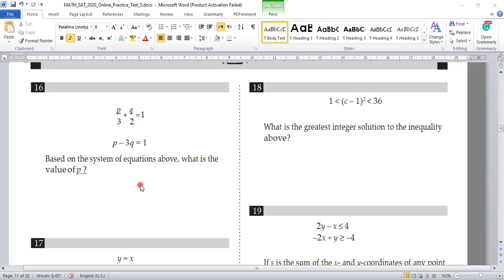These are linear equations, and you will have to solve them. So I've gotten P is equal to 7/3. Just keep it there. We will check it.